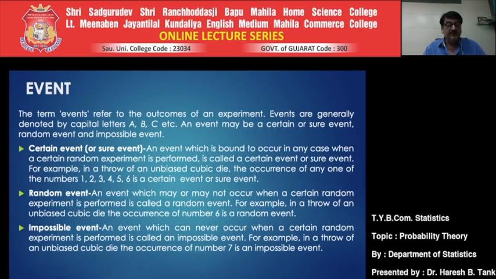Just think of it. While throwing a die, the total possible outcomes are getting number 1 to 6. 7 is never going to happen. It is never going to occur on the surface because it is not there at all. So in that case, occurrence of number 7 is an impossible event. Is it clear?